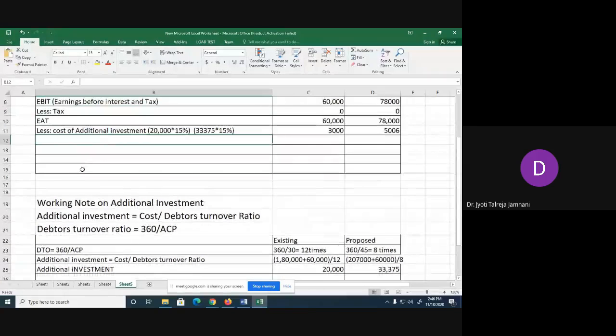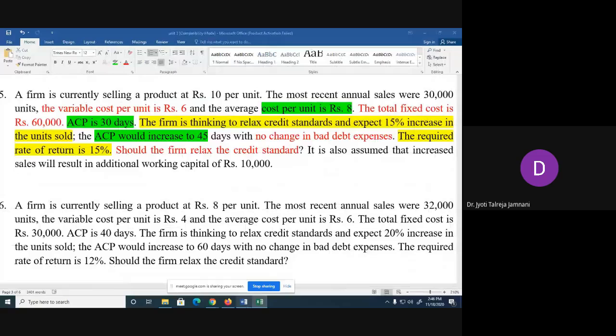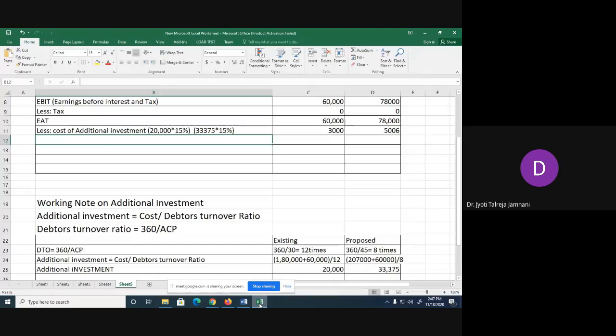No, ma'am. Okay, so now the only thing remaining, we've completed the entire sum. The last line they have told, it is also assumed that increased sales will result in additional working capital of rupees 10,000. So additional working capital is as good as additional investment. So we cannot take the full working capital. We have to take the cost of working capital, like we took here the cost of additional investment. We didn't take 20,000 or 33,375, we took only the cost of it. Same way, we will take the cost of additional working capital. So here you write less cost of additional working capital.